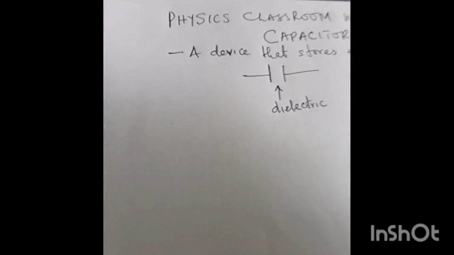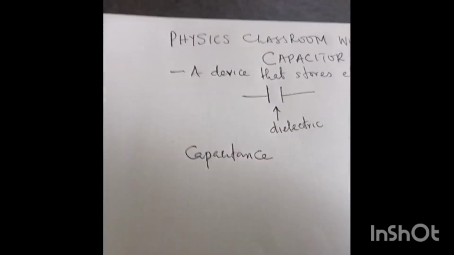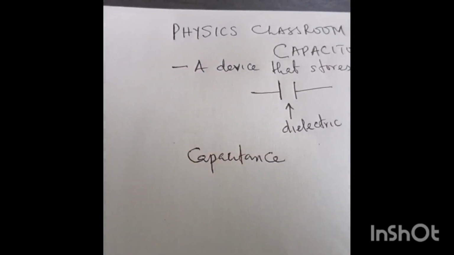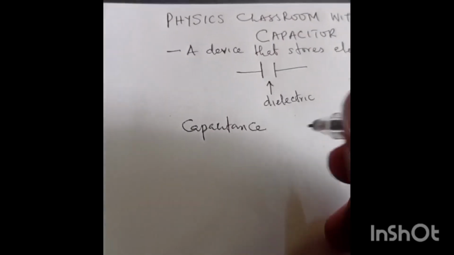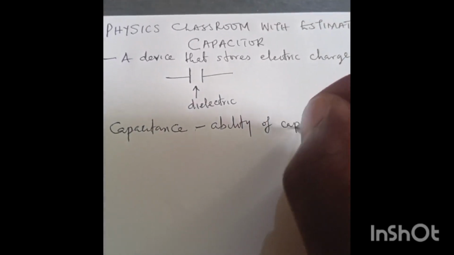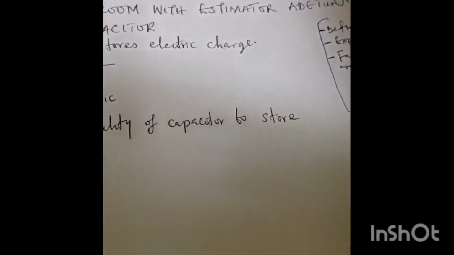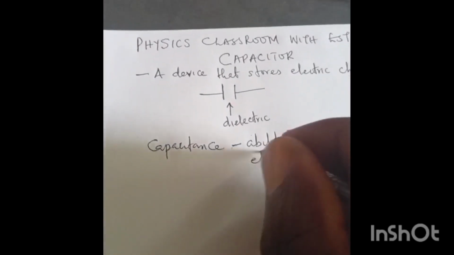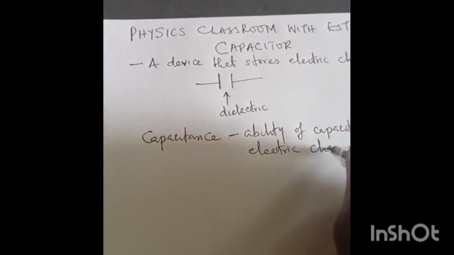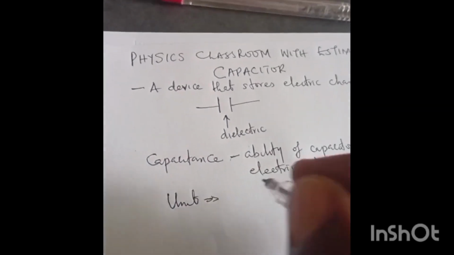Now, moving forward again, we have something called capacitance. When you talk about capacitance, we are still talking about the same thing. It's like saying capacitor is a noun, while capacitance is like an adjective. It is still talking about the ability of the capacitor to store. That ability to store electric charge is what we call the capacitance. And it is measured in farad. That is, the unit is farad.